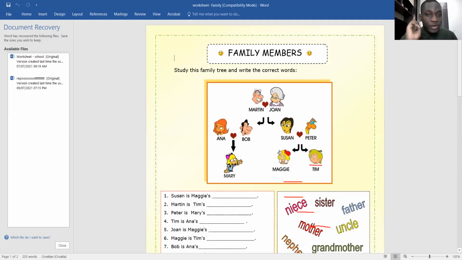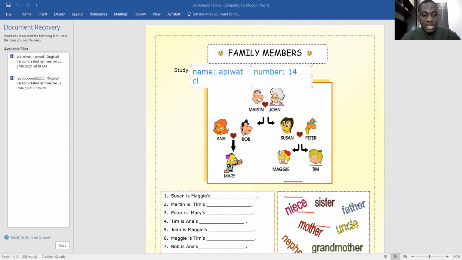Finally, let me summarize. Don't forget, write your name before you start, right? I'm going to say it again. Before you start, you have to write your name. For example, your name is Apiwat. You write Apiwat, right? And number. What is your number? 14. Good. And class. You write your class. For example, your class is Matthew 1/1, Matthew 1/2.